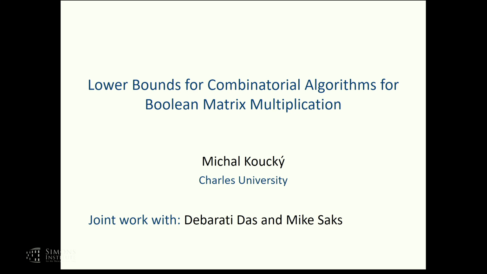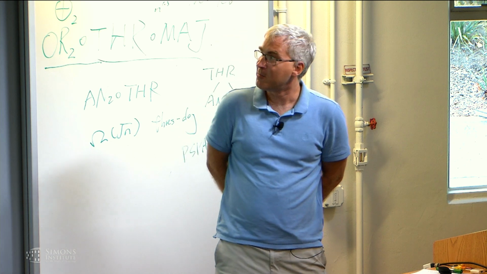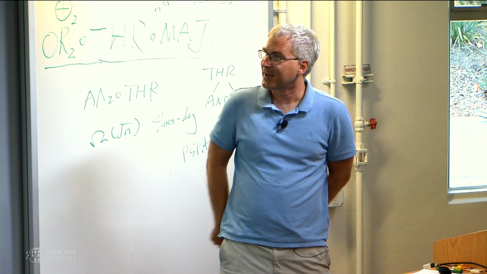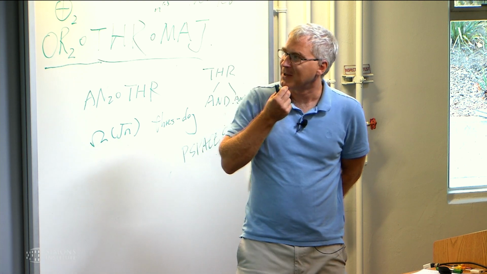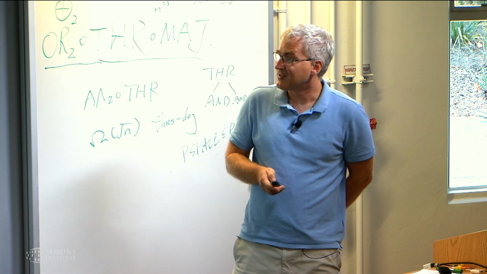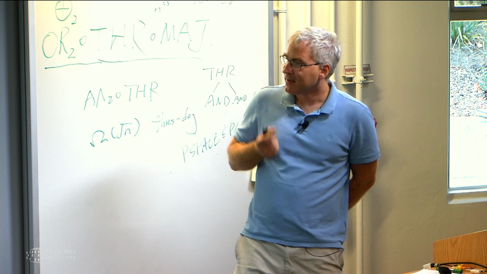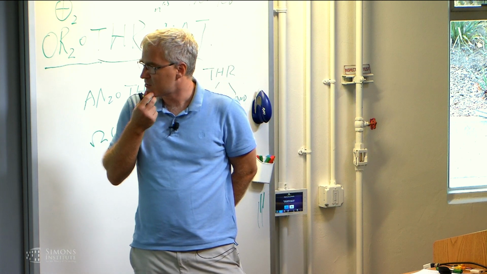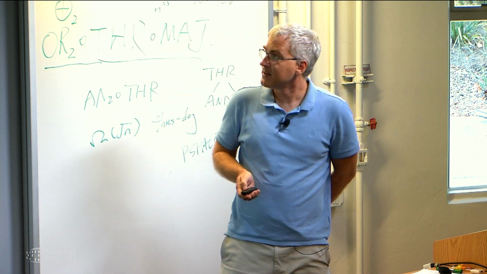So I would like to tell you something about Boolean matrix multiplication and about proving some lower bounds for it. And actually what we will prove are lower bounds for some combinatorial type of algorithms. So I will try to explain what I mean. This is joint work with my student Deborah Tidas and Mike Sachs from Rutgers.